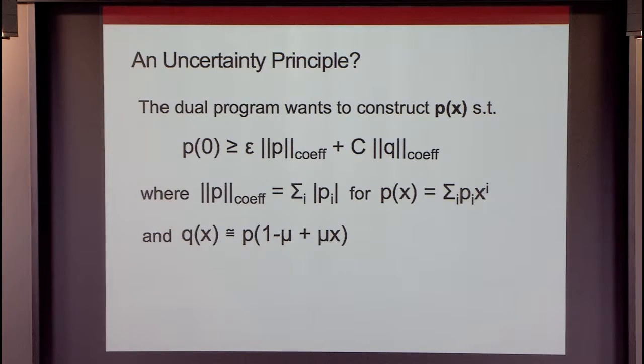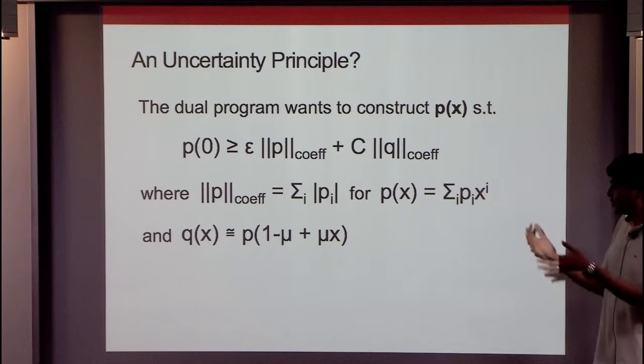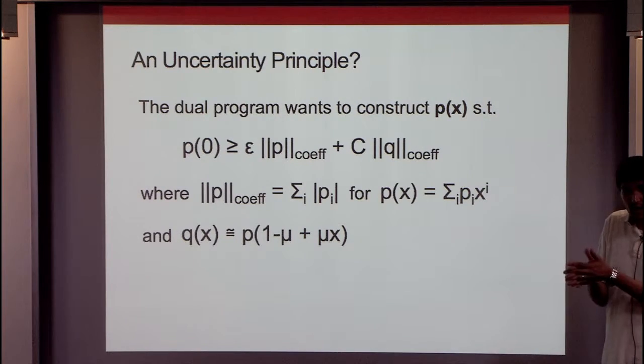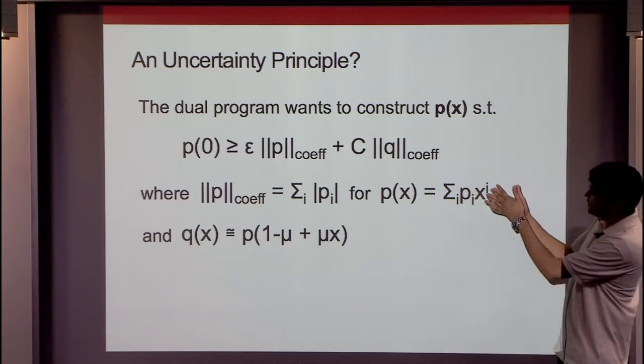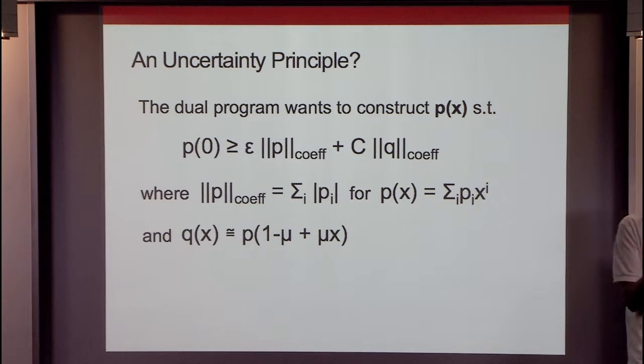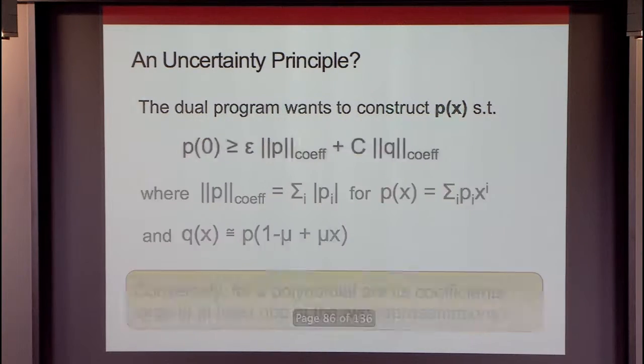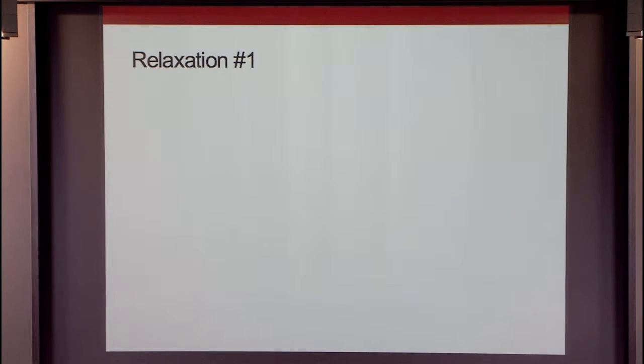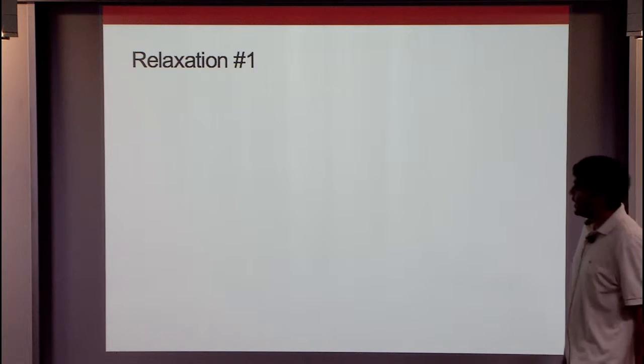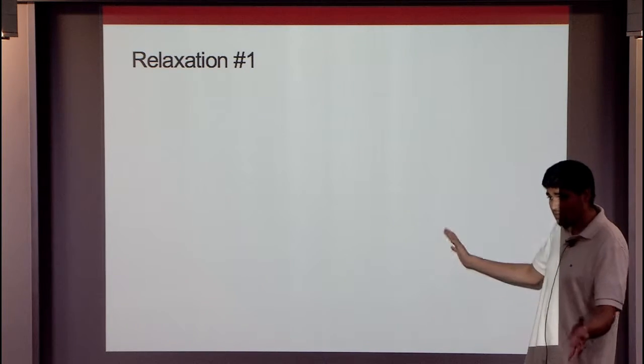The usual version of the uncertainty principle is you take 2 very different bases, like the standard basis and the Fourier basis, and you show that if you're normalized, then you have to be large in one of the 2. But here, these 2 bases are getting closer and closer together, and we still want to prove an uncertainty principle. So that's what we want to show. This is relaxation 1, so this is not going to work.